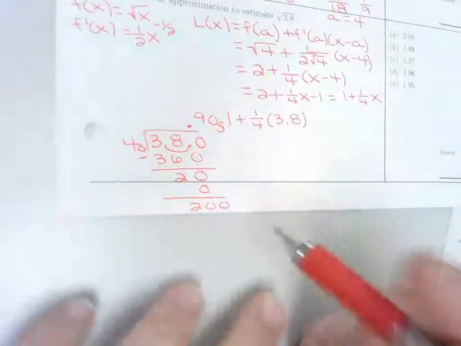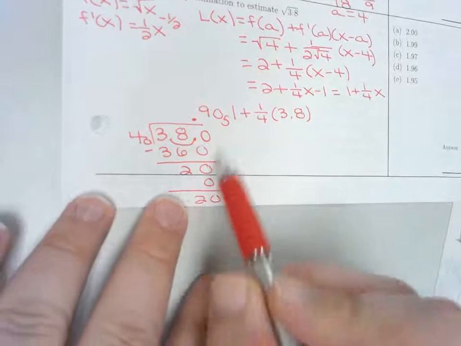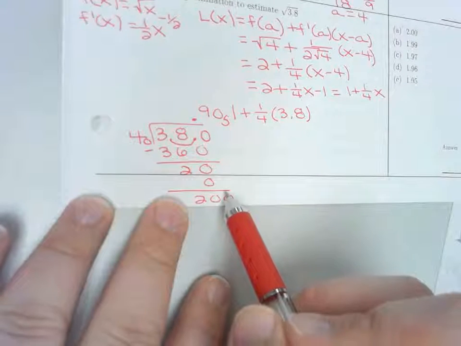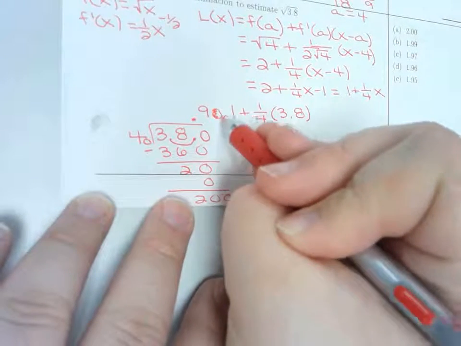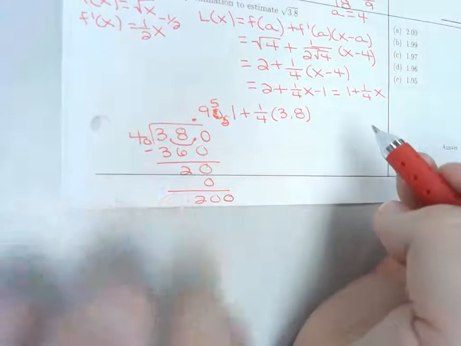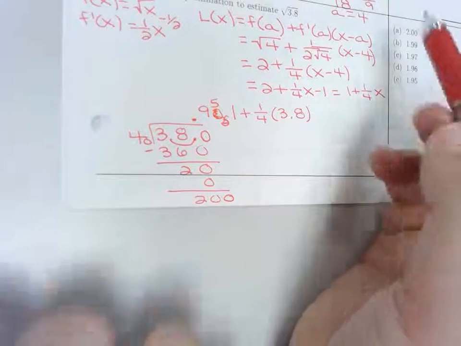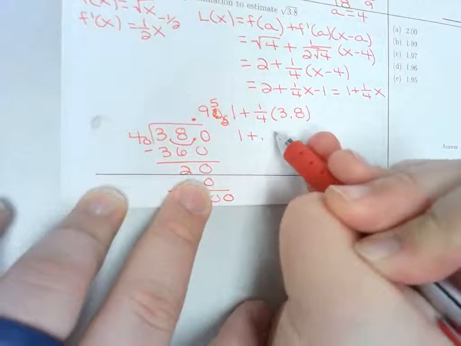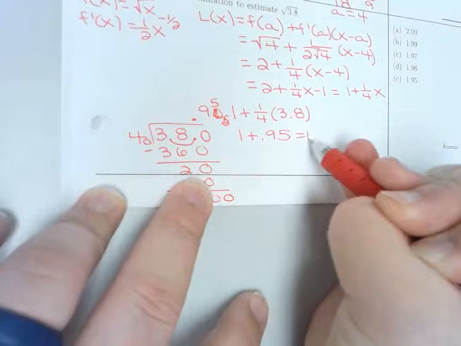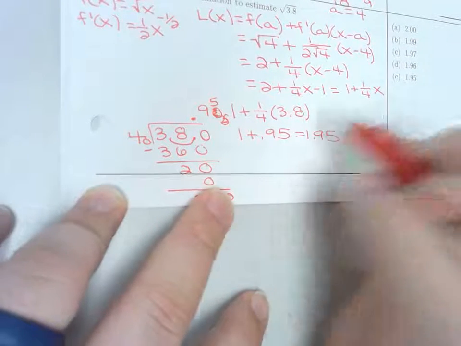There's something wrong. Do I not? You put a decimal. Oh, I dropped the 0 and then I don't put that. Sorry. So that would be a 5. It's been a while. So you end up with 0.95 and then plus the 1. So 1 plus 0.95, so 1.95. So it should be E.